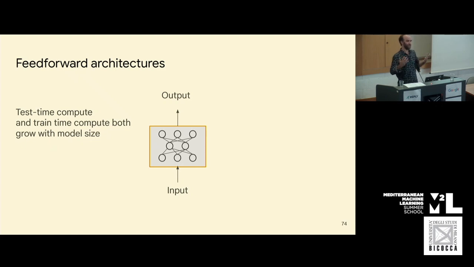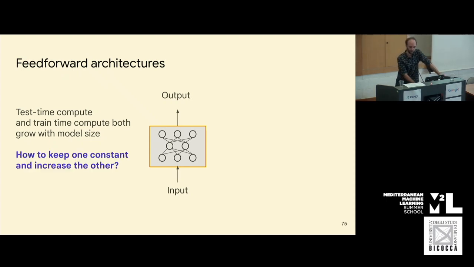I really want to say, well, train as big of a model as I can get, but at test time, I want to give you 1,000 hours to actually evaluate the best solution possible. So this is not possible with a regular feedforward neural network. So how can we keep one constant and increase the other?